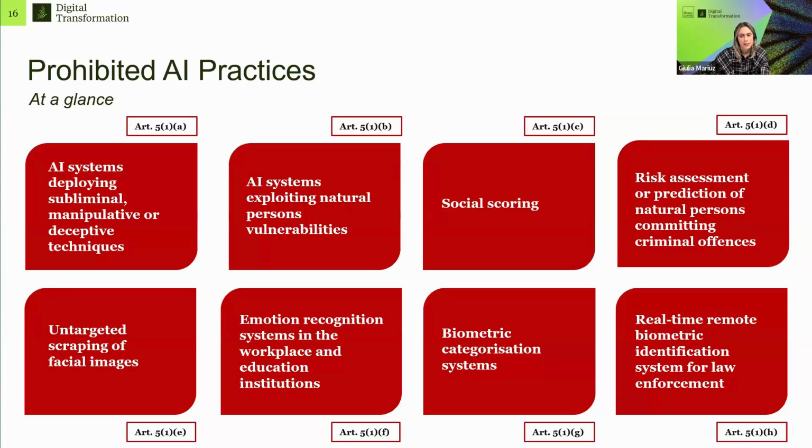Moving on to the next practice, we have AI systems aimed at creating or expanding facial recognition databases through untargeted and massive scraping of facial images from CCTVs or the internet. And Recital 43 of the AI Act considers this practice to add to the feeling of mass surveillance, and that obviously it can lead to the violation of fundamental rights, including foremost the right to privacy.